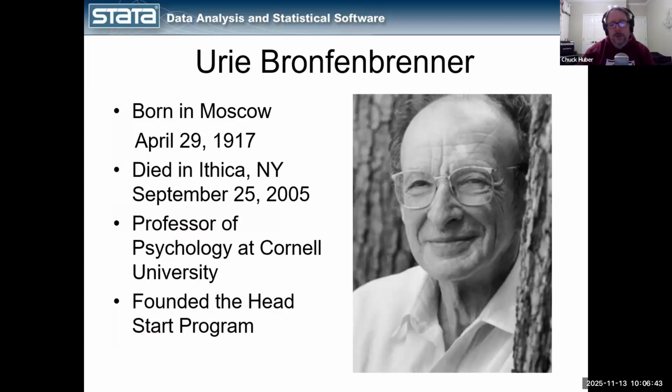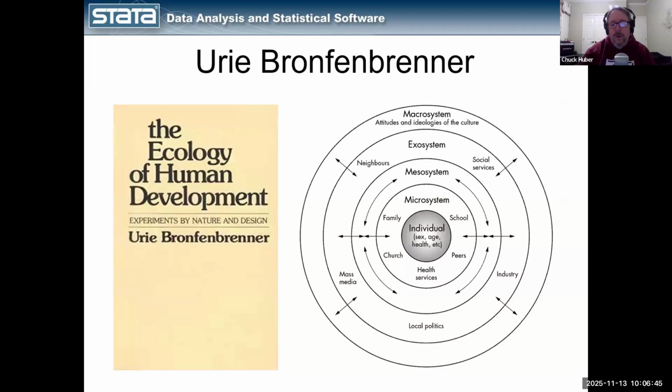But in the research world, he's most often remembered for developing this ecological model of human development. And the idea is that individual people have certain characteristics about them, such as their age, sex, their health, and things like that. But people don't develop in isolation. They develop in a context.